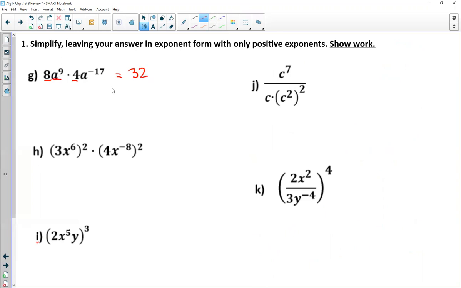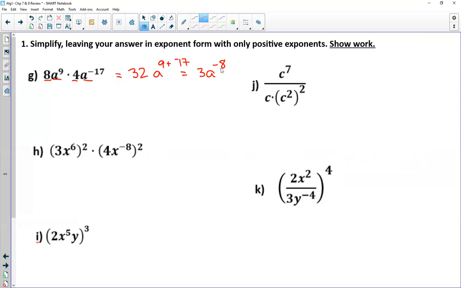Next we have a base and a base that are the same. So we're going to add their exponents because they're being multiplied. So we're going to have a to the 9 plus negative 17. This will leave us with 32a to the negative 8th.